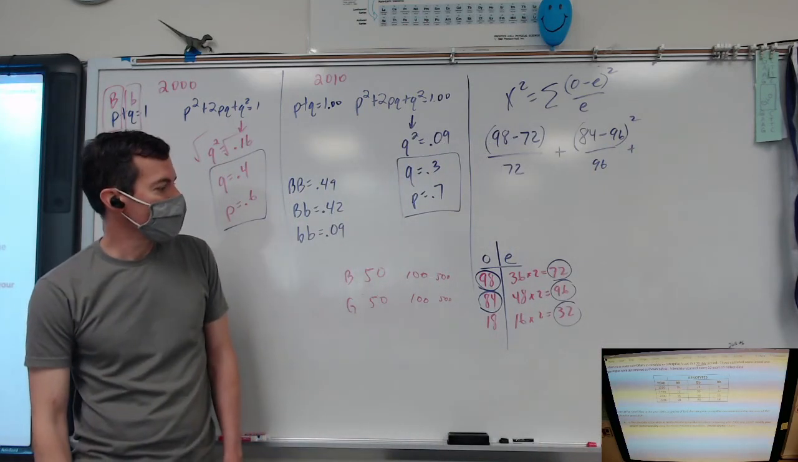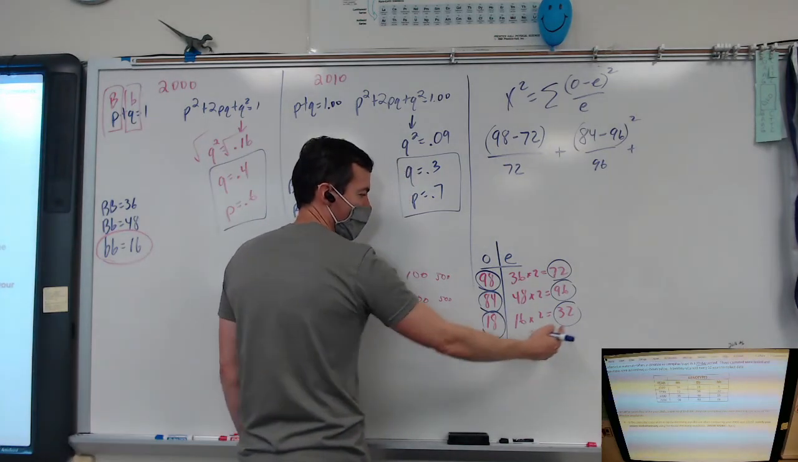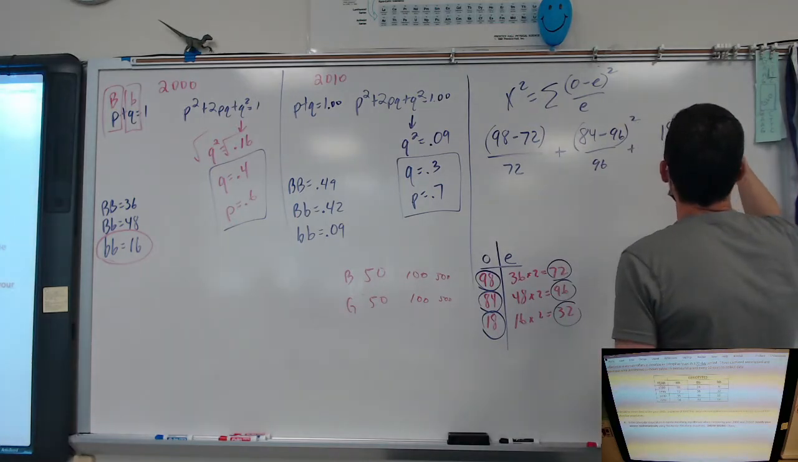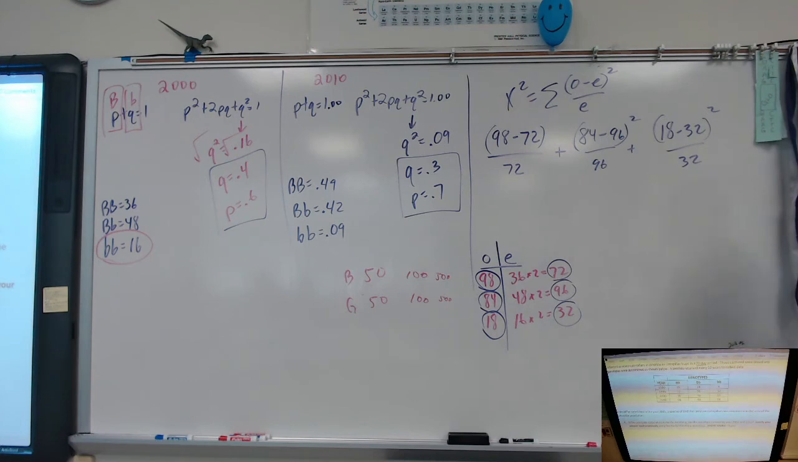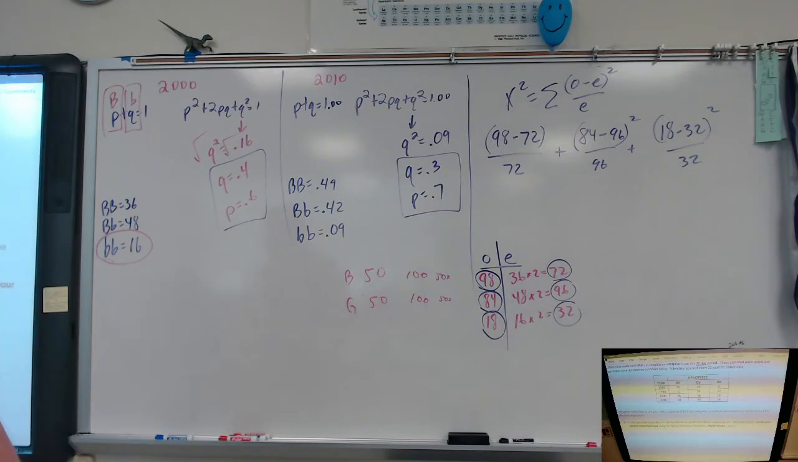Squared over 96. And then my third fraction, I observed 18. I expected 32. So I get 18 minus 32 squared over 32. And then when I add all this together, let me fast forward. I want to say it was 17. I was trying to memorize the number. Yeah, 17-ish. I was trying to memorize it so I didn't have to use the calculator.